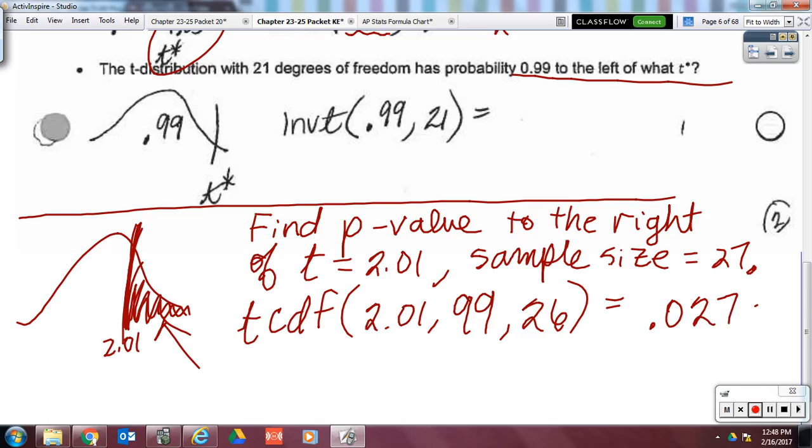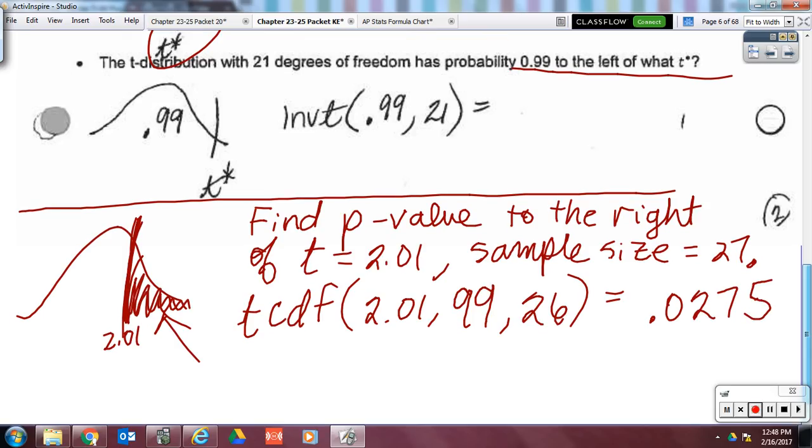It's 0.027, is it 5 or 6? 0.02275, okay. 0.0275. So remember what that's telling you is that there's 2.75% of data above this particular t-score, okay? All right, so that's that.